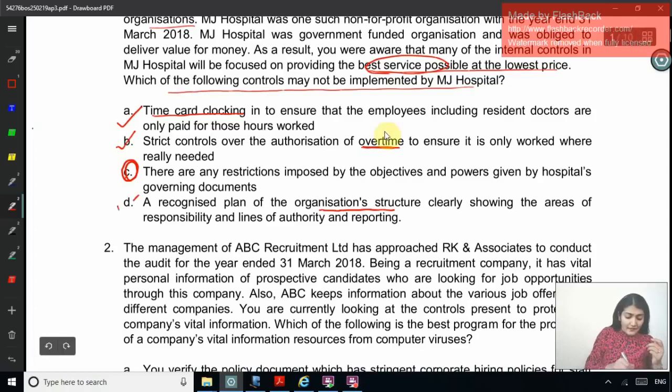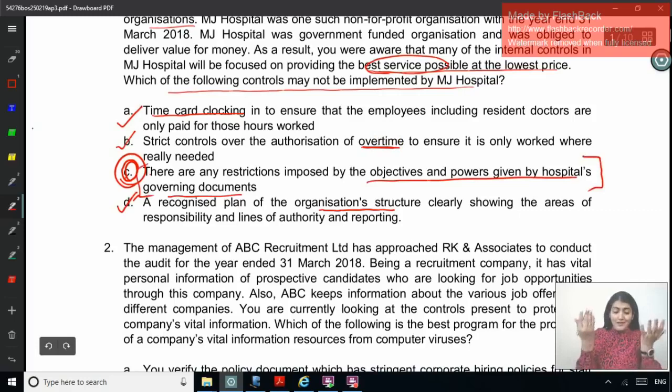Right. So the correct answer for this one is C. Right. C should not be there. And rather, if you read C carefully, that's not an internal control at all. And they've just added some weird different point over there.